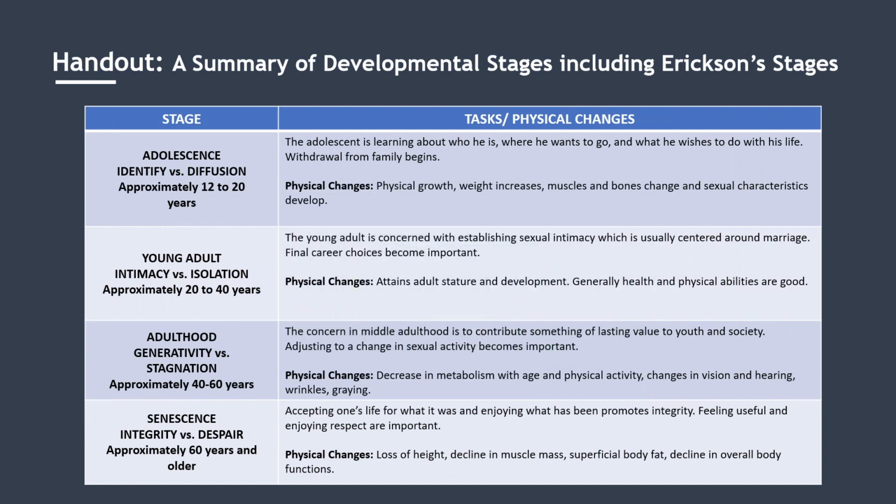The adolescent stage. Identity versus diffusion. Approximately 12 to 20 years. The adolescent is learning about who he is, where he wants to go, and what he wishes to do with his life. Withdrawal from family begins. Physical changes include physical growth, weight increases, muscles and bones change, and sexual characteristics develop.